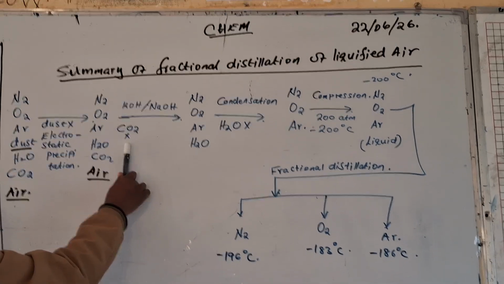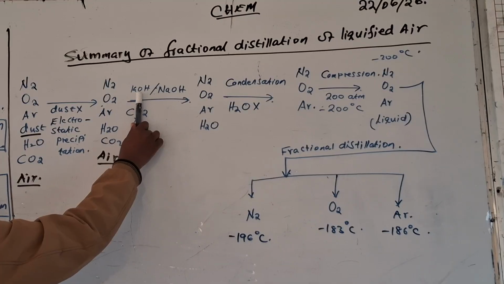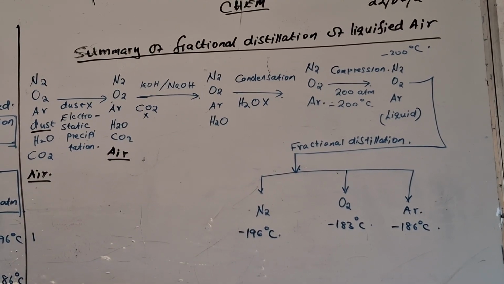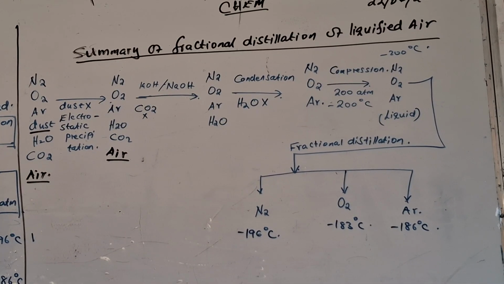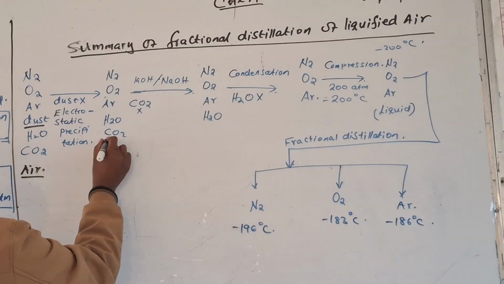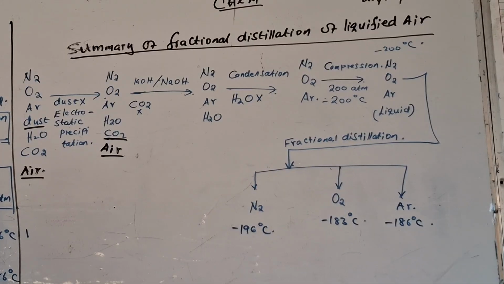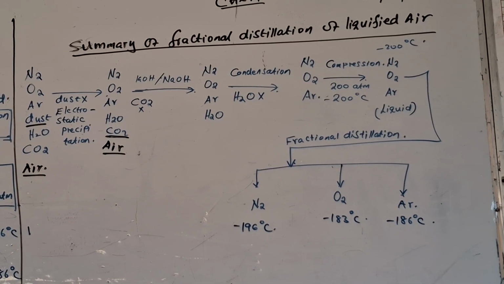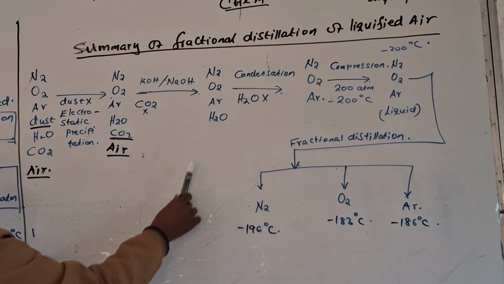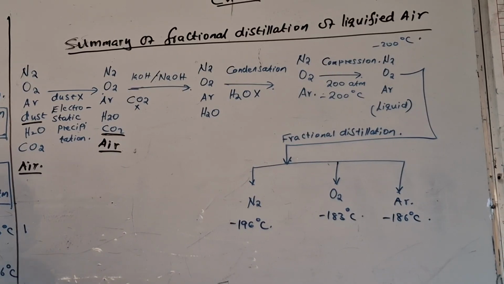Now carbon dioxide is removed by passing the air through concentrated potassium hydroxide or sodium hydroxide, either of the two. Okay? So when you pass it through that, what is removed? Carbon dioxide is removed. That's why I'm putting an X on carbon dioxide, meaning carbon dioxide removed. Now the remaining part does not have carbon dioxide. What is now remaining? Nitrogen, oxygen, argon, and water vapor.